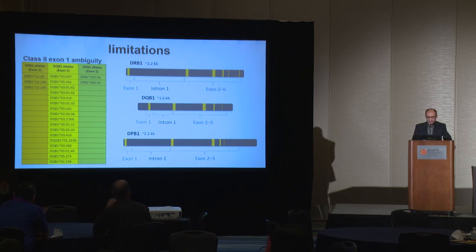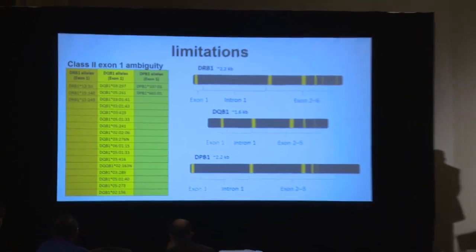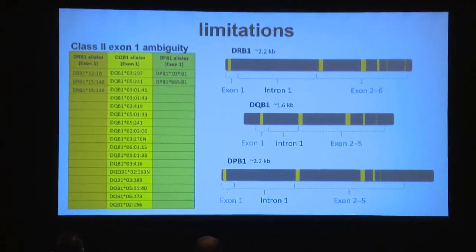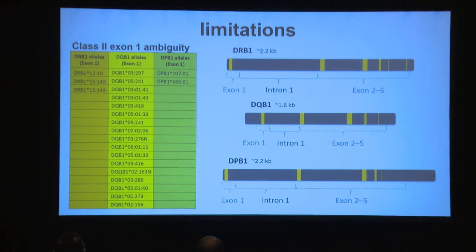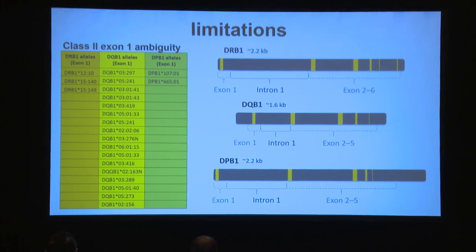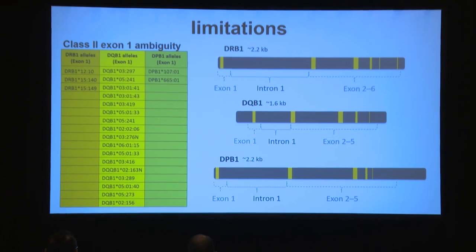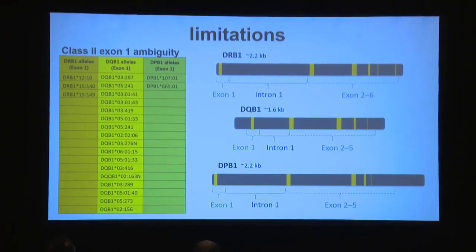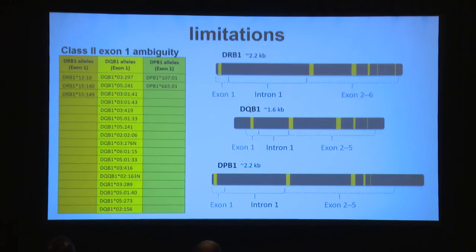With every technique there is some limitation. The limitation in version 1 was that it didn't sequence exon 1. When you look at the alleles that are present in exon 1 for class 2, you can see there are a number of alleles. Most of these are very rare alleles that you don't have to exclude. But DRB1 12:10 is a common one. So most labs using this technique can report it as a 12:01P or a G group.